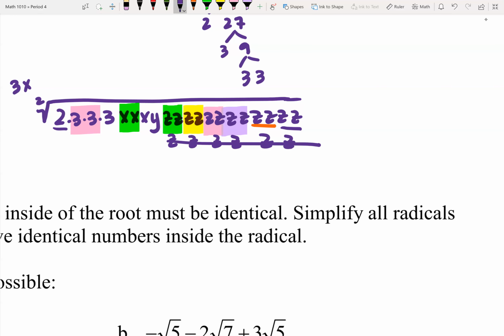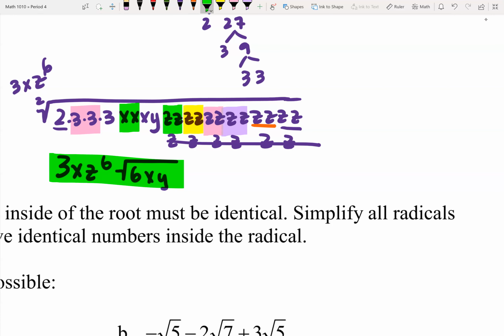So I write that out here as z to the 6th. So my answer is 3x z to the 6th times the square root of 2. Oh, no, not 2. What's it supposed to be in there, everybody? 2 times 3 is 6. Yep, x and a y, and the z's all went away, and that's my answer. That's all I do. Okay?